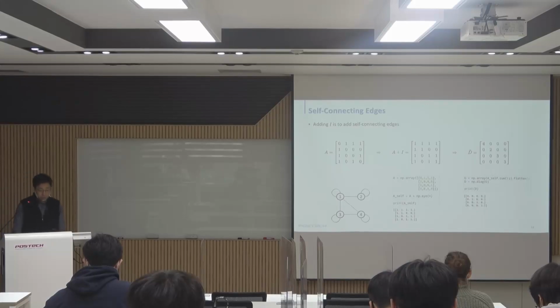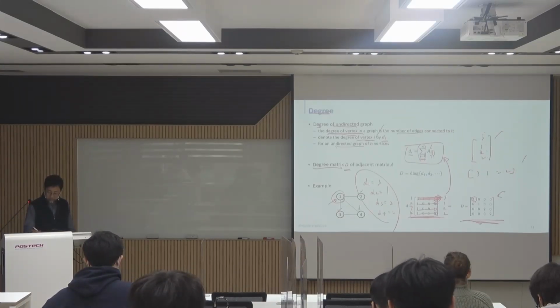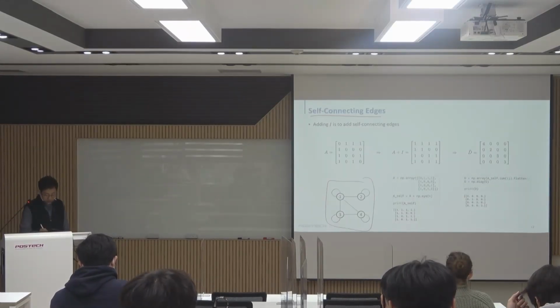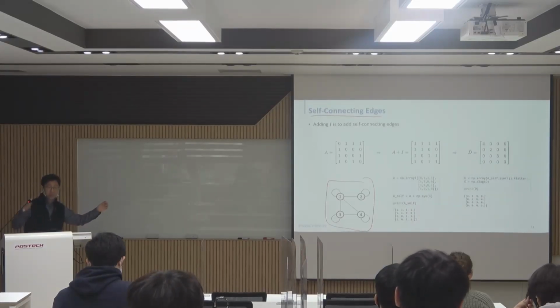Let's move on to the next property: self-connecting edges. What is this? Just look at this one. Do you see the difference? The network graph is essentially the same. The only difference is that I add another connection, which is self-connected.